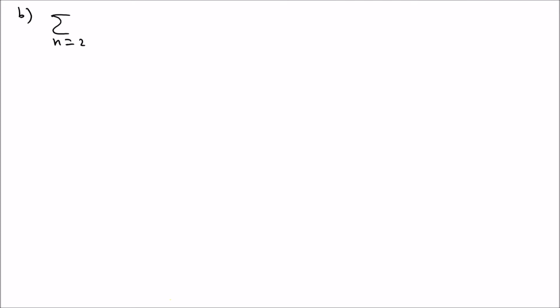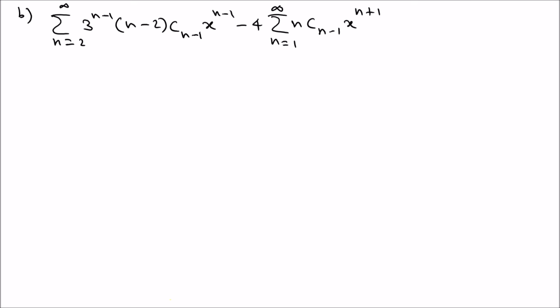So sigma n equal 2 to infinity, 3 n minus 1, n minus 2, c n minus 1, x to the n minus 1, minus 4 sigma n equal 1 to infinity, n c n minus 1, x to the n plus 1, plus here n going from 0 to infinity, n minus 1, Cn, x to the n. Good. So again, let's look at the first few terms. So if you apply n equal 2, you're going to get x to the 1 here. When you apply n equal 1, you get x squared here.